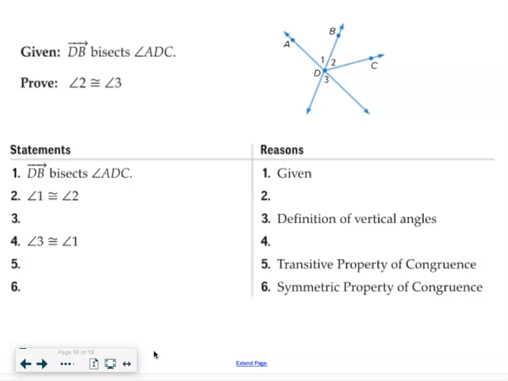Definition of vertical. Well, you say angle 1 and 3 are vertical. Yeah, that's kind of a weird one.